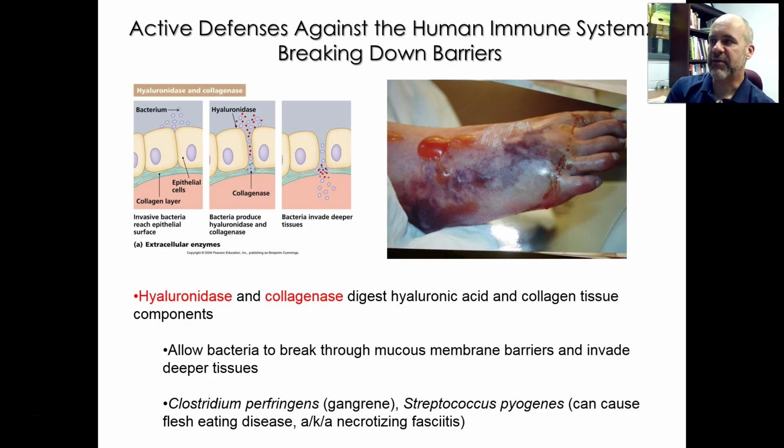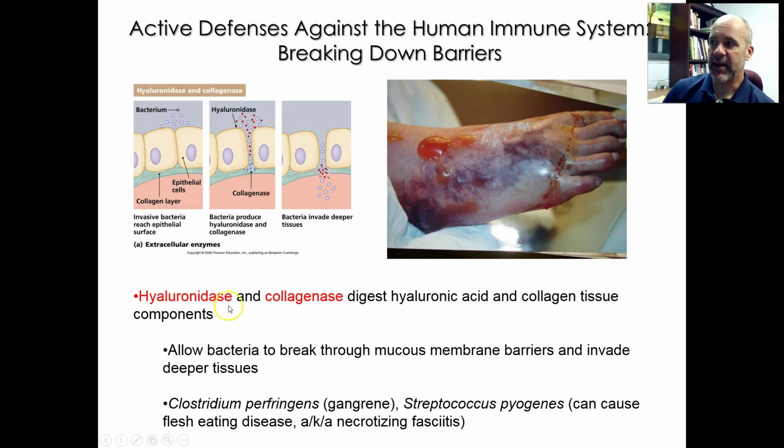Some other active defenses. The first line of defense in your immune system, as we'll learn when we get into chapter 12, are the skin and the mucous membrane barriers. So some microorganisms secrete enzymes that break down those barriers. A couple of examples are hyaluronidase, I know that's kind of a hard word to say, and collagenase.